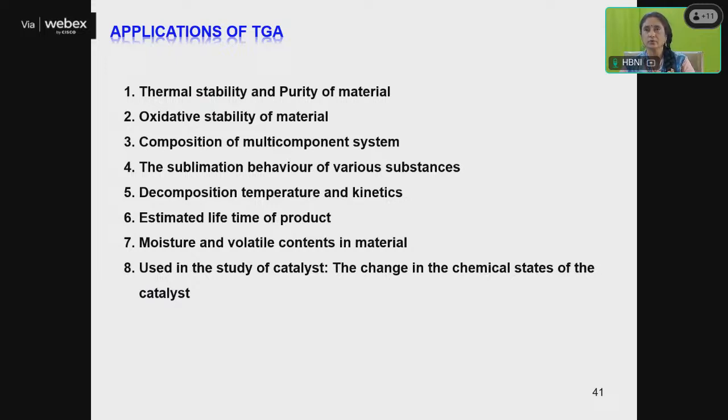Applications of TGA, if we need to say, then what are the applications? Thermal stability and purity of a material, oxidative stability of a material, composition of multi-component systems, then sublimation behavior of various substances, decomposition temperature and kinetics, estimated lifetime of product, moisture and volatile content in material, or it is used in studying your catalyst. If some catalyst you need to study, how it is behaving with temperature, then that also can be done. The change in chemical states of the catalyst can be found out by thermogravimetric analysis.